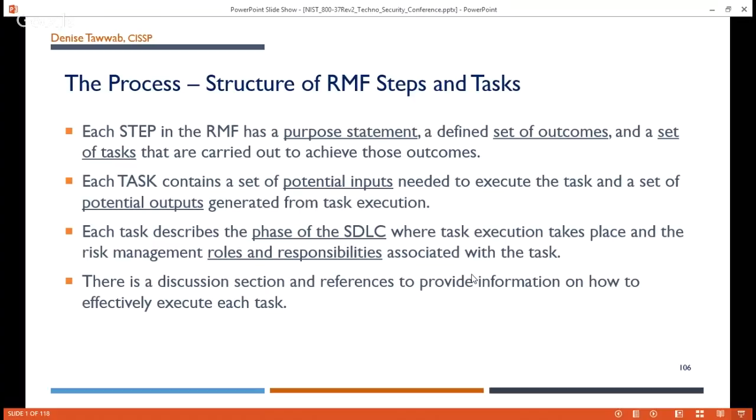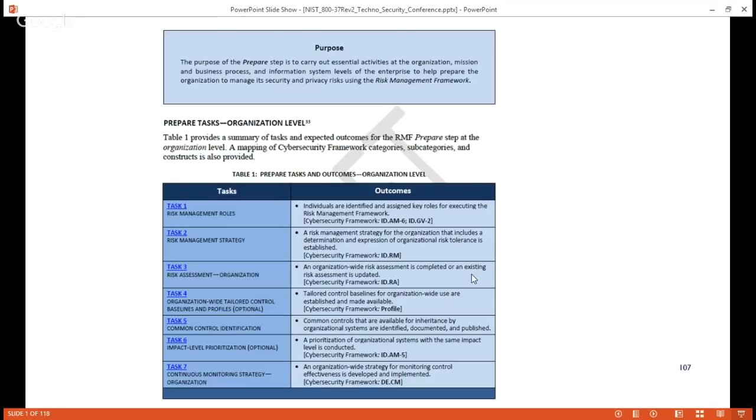Each task contains a set of inputs needed to execute the task and a set of potential outputs that come from executing the task. Each task describes the phase of the SDLC where the task execution takes place and the risk management roles and responsibilities associated with the task. There is a discussion section and references to provide information on how to effectively execute each task. So that's the structure of the steps and the task in the risk management framework. And let me show you what that looks like.